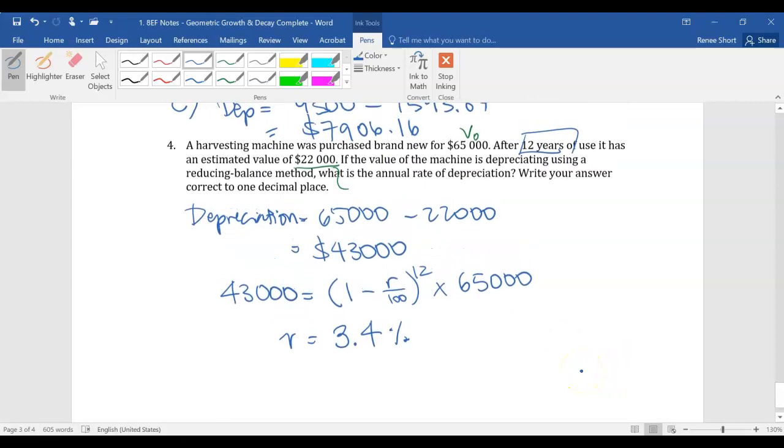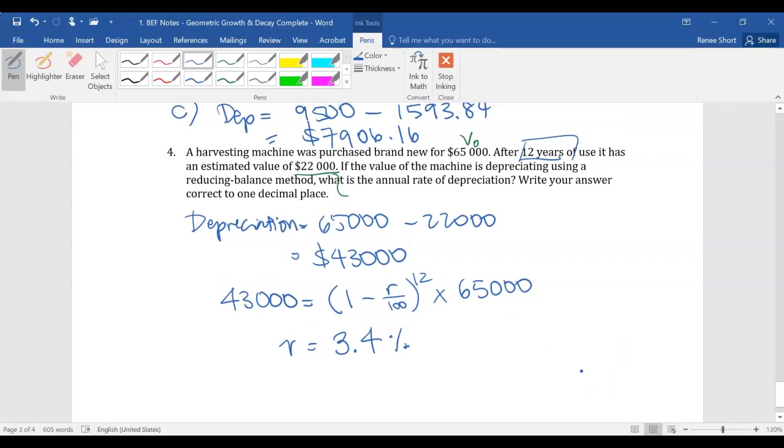So hopefully that gives you an idea of how you can create the nth rule for geometric growth and decay, and then how you can also use those rules and use the solve function on your calculator to find some answers when you perhaps don't know what the rate was. And yeah, you can work out how much something is decreasing or increasing by.